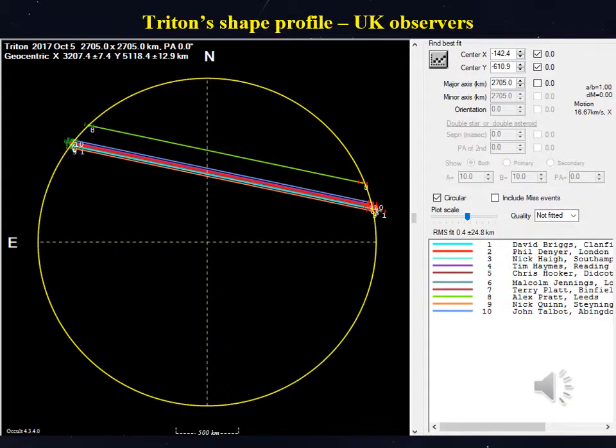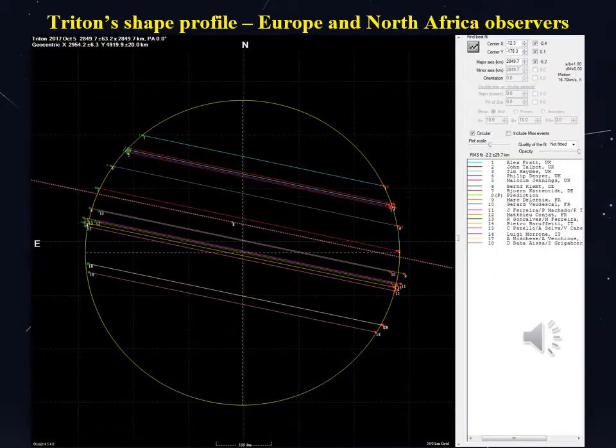Just for fun, we put our chords in so we could measure the diameter of Triton. But it's rather well known, so we're not going to get Nobel Prizes for that. That's the worldwide chords across Triton. That's my chord up there. I think there's one American one, a bit further north, to come through. Here's Portugal, and here's Africa.